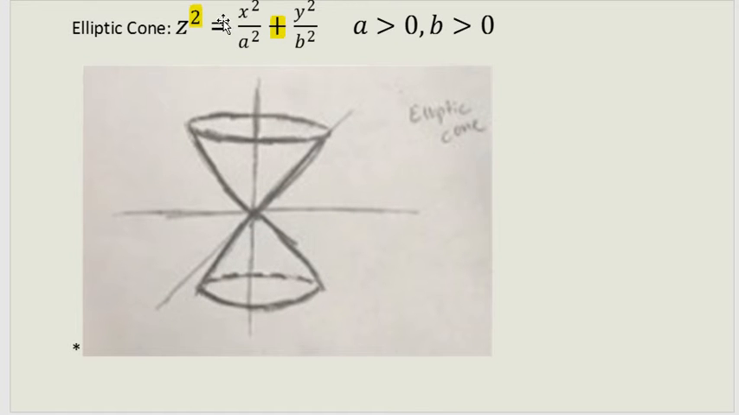So here you see that we have the elliptic cone, and we have z squared. The squared is important. And x squared over a squared plus y squared over b squared. And the a is greater than 0, b is greater than 0, because otherwise this doesn't really work out too well for you guys, having a 0 in the denominator.